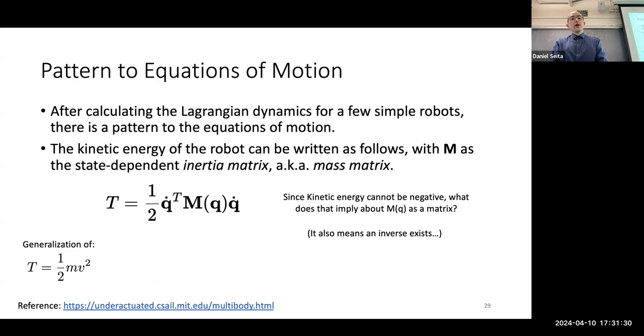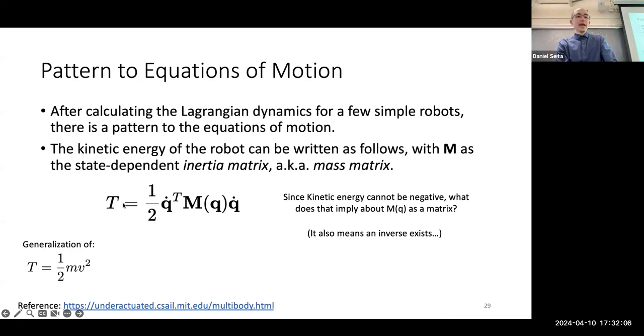So there is a pattern to this. When you look at the example that we just talked about, and when you also look at other examples of simple robots, you can see that there is a pattern to the equations of motion. The first thing is that you can see the kinetic energy of a robot system, you can write it as follows.